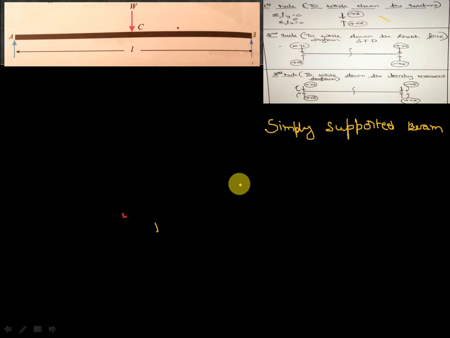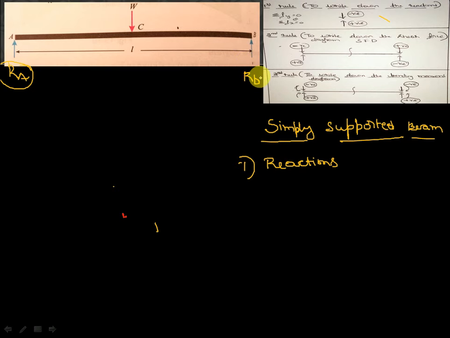Fine, I have taken an example. My first question here is, what is the type of beam? The type of beam is a simply supported beam. I told you this is a simply supported beam. Now you came to know it is simply supported, and the first step while drawing shear force and bending moment is to write the reactions. See, this is the reaction at A, this support, and here I am writing the reaction at B, at this support.